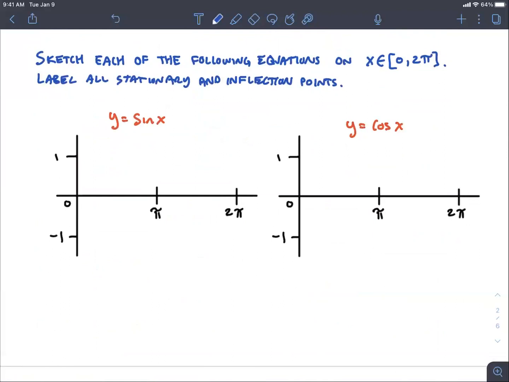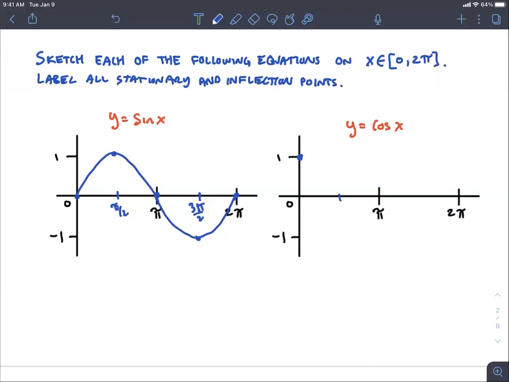So sine of 0 is 0. I'm just going to plot a few points. If I went to pi over 2, sine of pi over 2 is 1. The sine of pi is 0. And then this is 3 pi over 2. And the sine of 3 pi over 2, or 270 degrees, is -1. And then we end up back here. The sine of 2 pi is 0. So one complete cycle of this should look like that.